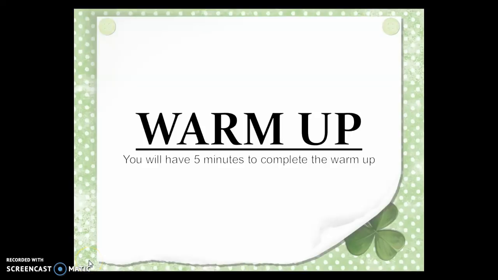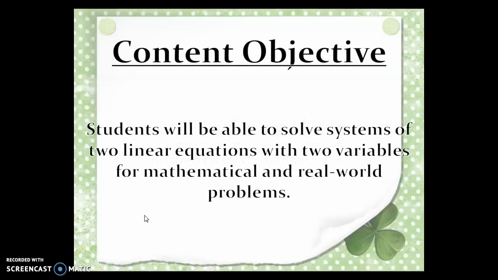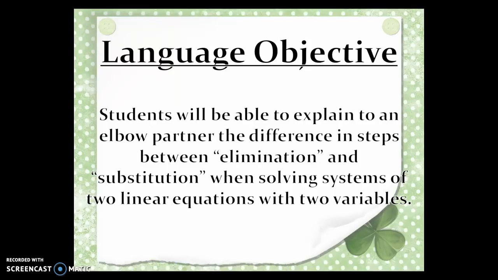All right, so here we go into another lesson of solving systems. The content objective for today: students will be able to solve systems of two linear equations with two variables from mathematical and real-world problems. Language objectives: students will be able to explain to an elbow partner the difference in steps between elimination and substitution when solving systems of two linear equations with two variables.